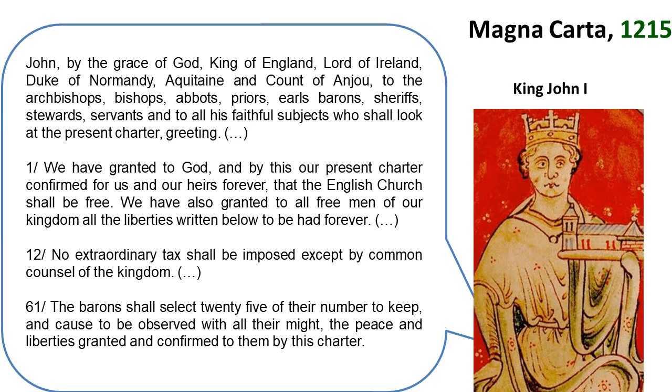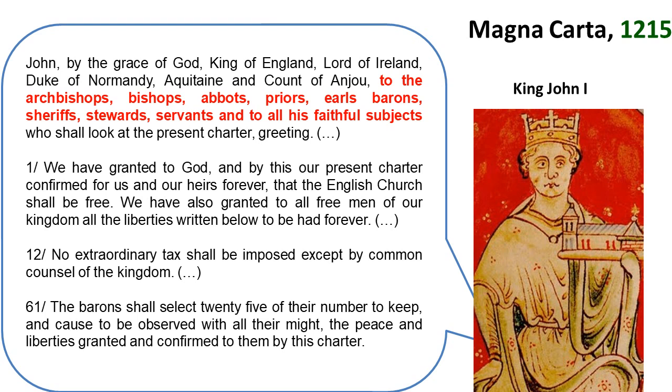So I have selected a couple of paragraphs which say that John, so the king, by the grace of God, King of England, Lord of Ireland, Duke of Normandy, Aquitaine and Count of Anjou, to the archbishops, bishops, abbots, priors, earls, barons, sheriffs, stewards, servants, and to all his faithful subjects. So I have put these lines in red in order to show you that the British society to whom this text is addressed is really presented as a form of hierarchy.